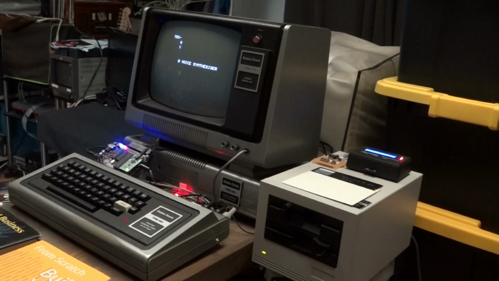Hello, this is TRS-80 voice synthesizer. Demonstration program. I can be programmed to speak anything by using phonemes.